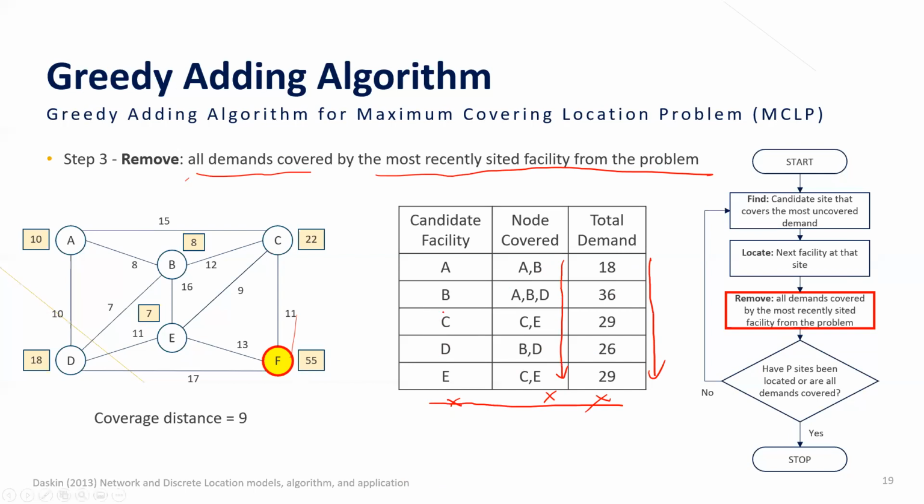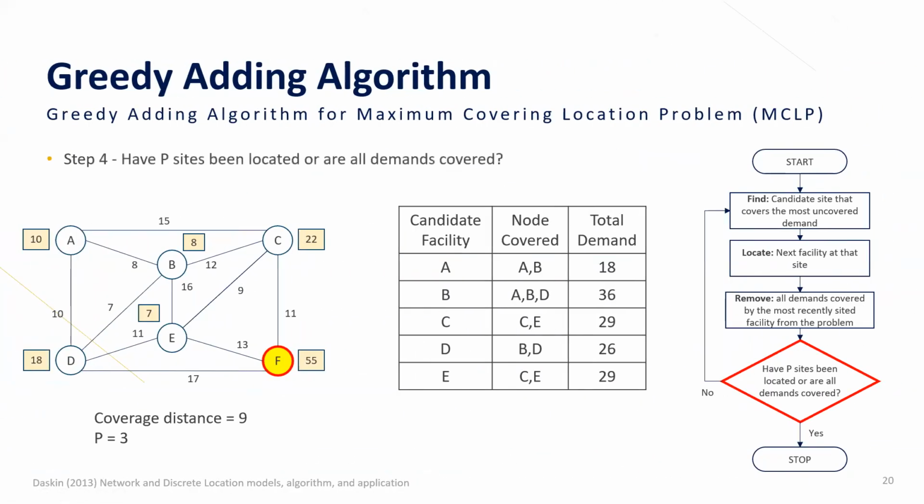Okay, now we go to the fourth step. The fourth step is a decision. You need to check whether P number of sites have been located. We have P equals 3. Now we have P equals 1. We only opened one, we haven't opened more than one yet. Has the P number of sites been located? Are we using all our quota already? Of course, the answer is no, not yet. Only one so far.